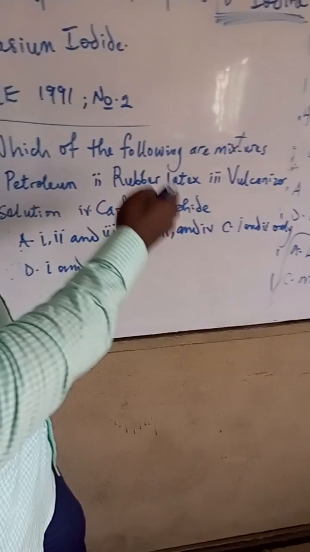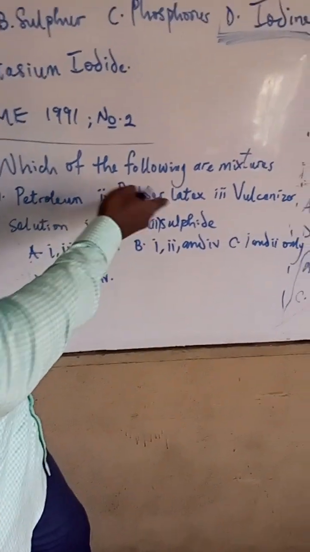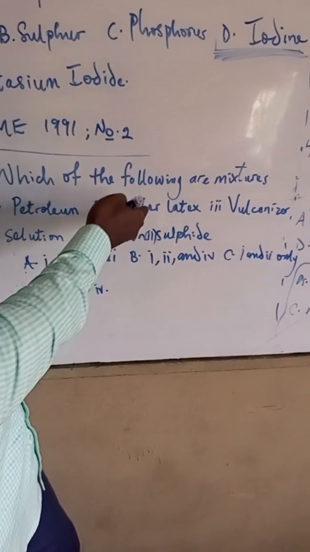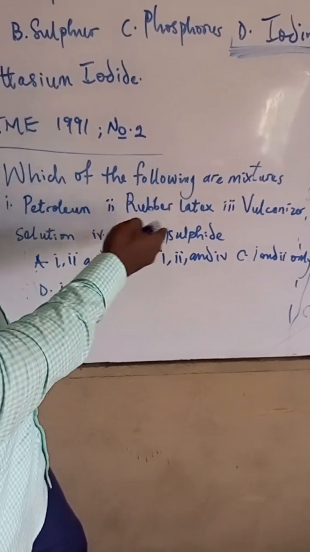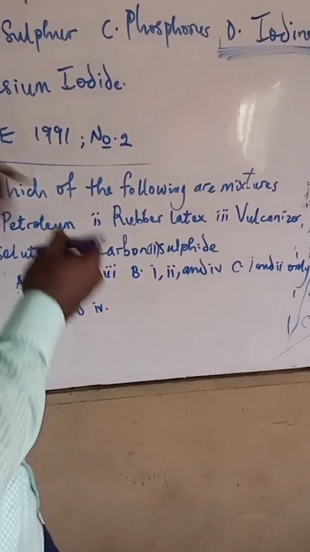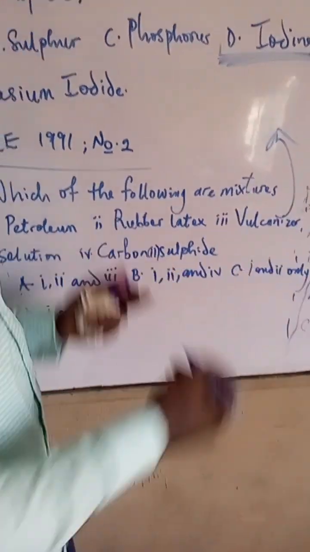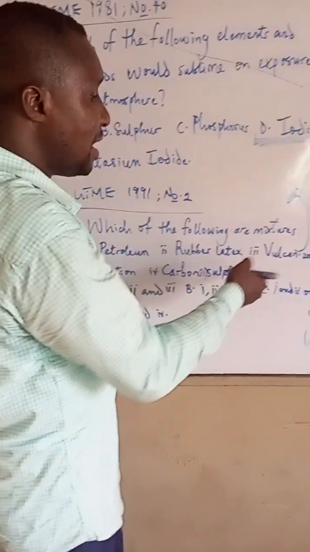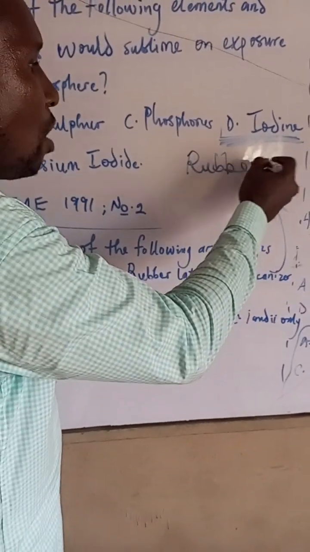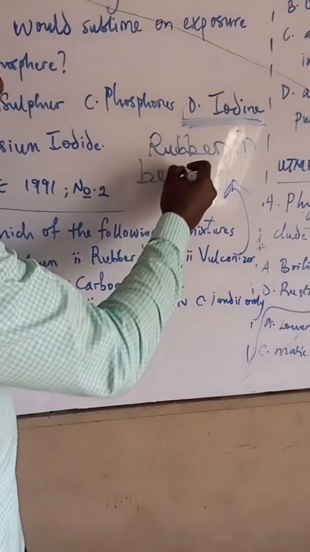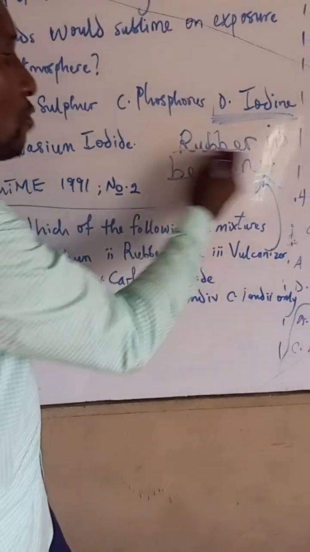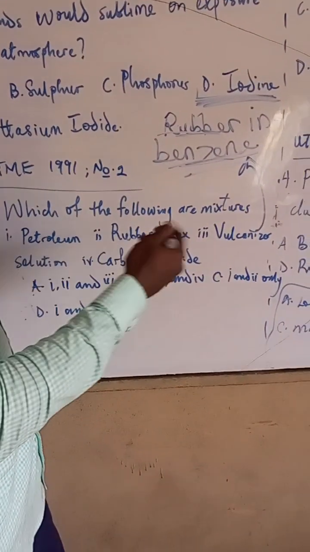Rubber latex is an example of mixture. In rubber latex, we have water. Water can be found in rubber latex. We have non-isoprene, and we have polyisoprene in rubber latex. Organic solution, what is an organic solution? It's an example of mixture. Organic solution is when you dissolve rubber in benzene. That means in organic solution we have rubber and benzene. It's also a mixture.